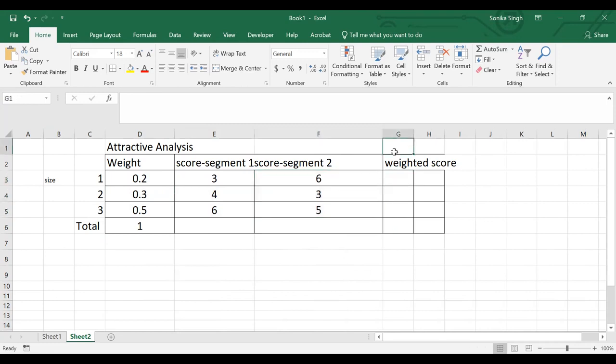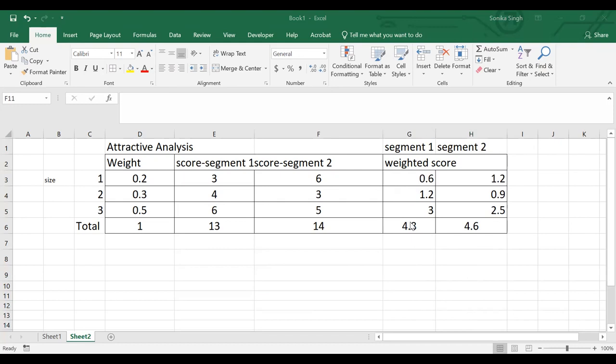And now for segment 1, you can calculate the weighted score as, let's say, 3 times 0.2. That's 0.6 and so on. And you can, again, use the same formula and determine the attractiveness of this particular segment. So you go for the segment which is higher on these criteria, right? So in this case, segment 1 tends to outweigh segment 2.